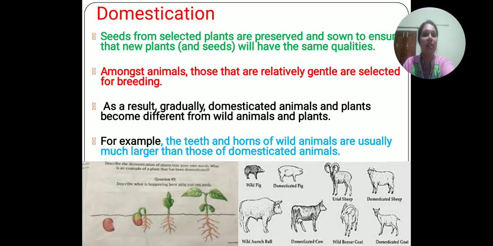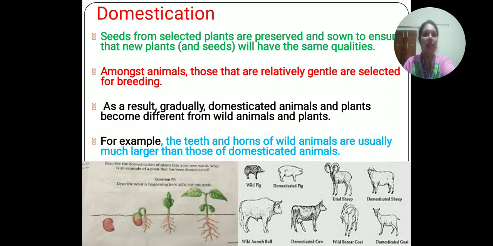So what happened when they started domesticating the animals? They started domesticating the animals which were very gentle. They were not very wild in nature, not very rude in nature, so they were very gentle, and they were selected because they can breed easily. Those animals which can breed easily and which were very gentle were selected for domestication. As a result, what happened? All the domesticated animals and plants became different from wild animals and plants.